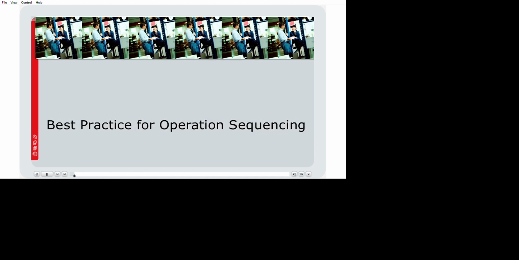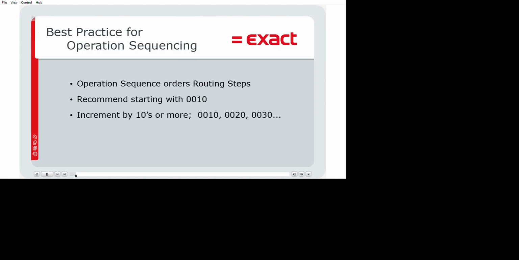We'll start by defining routing notes and learning best practice for operation sequencing. Before we begin adding part routings, it is important to plan for future routing changes. Each routing is made up of operation sequences. Each sequence is a separate step in the manufacturing process. We recommend starting each part routing with operation 0010, 10. This leaves room to add steps before if necessary.